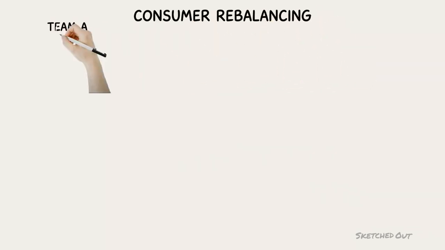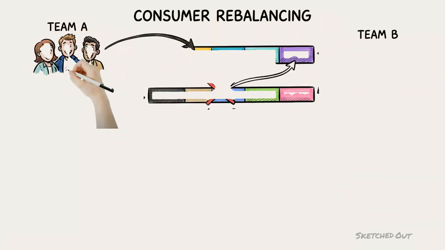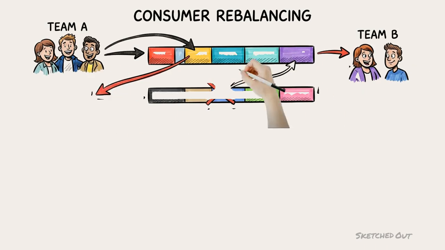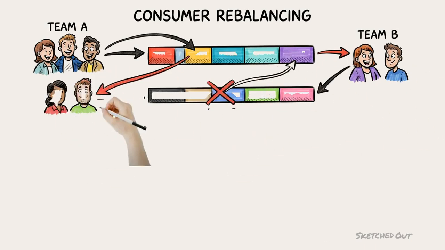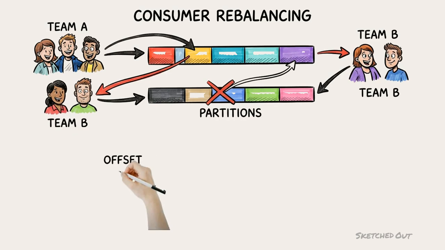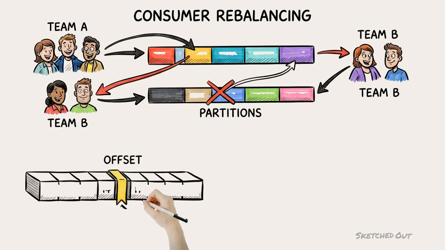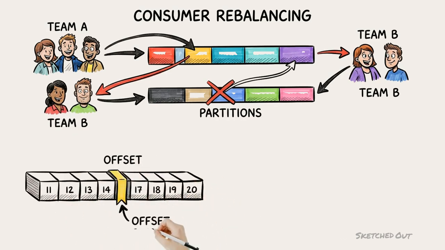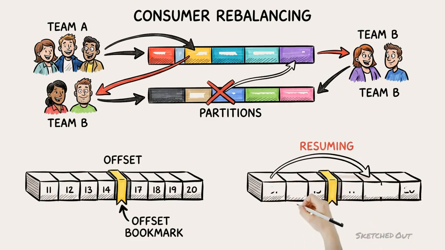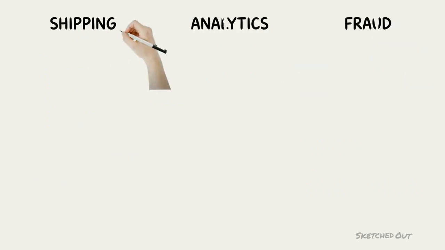And the group is elastic. During the flash sale, traffic spikes, you launch more consumers, Kafka automatically rebalances the partitions across the larger team. If a consumer crashes, Kafka detects it and reassigns those partitions to surviving members. Consumers track their position using offsets, which are basically bookmarks inside the log. So when ownership moves to another consumer, processing resumes from the last recorded offset instead of starting over.